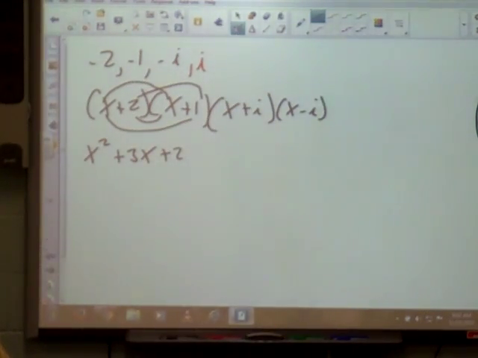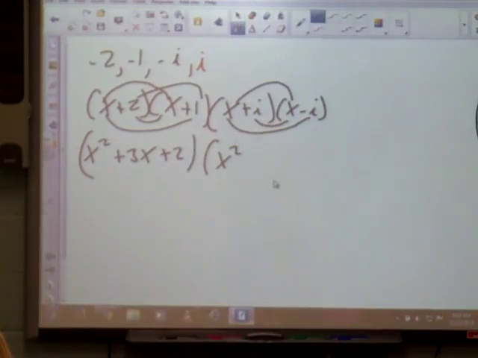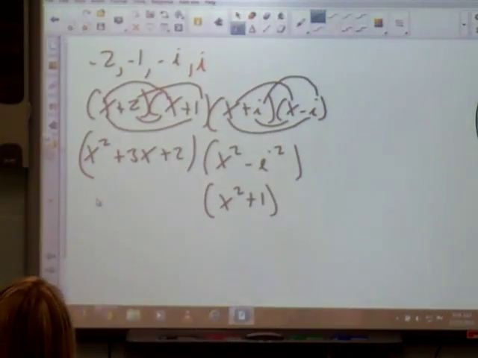Now on this one over here with the i's, I'm going to FOIL that also. I'm going to put parentheses around that. That gets me x squared. Here, that's minus ix and plus ix, so those cancel out. And on your last, that's minus i times i, which is i squared. What's i squared the same as? Negative 1. So minus negative 1 is the same as plus 1.